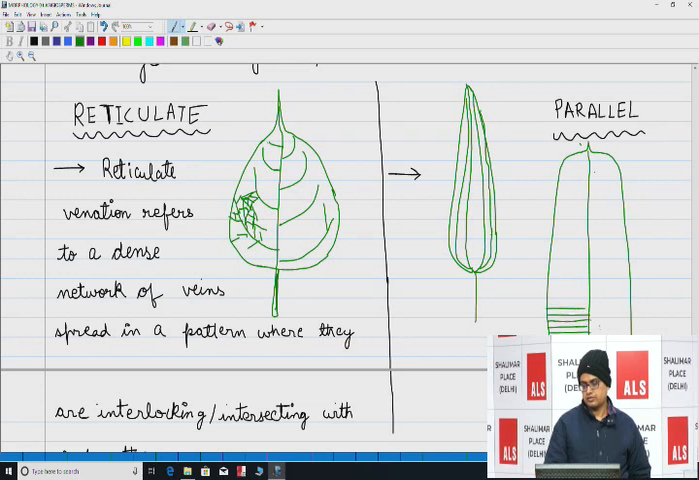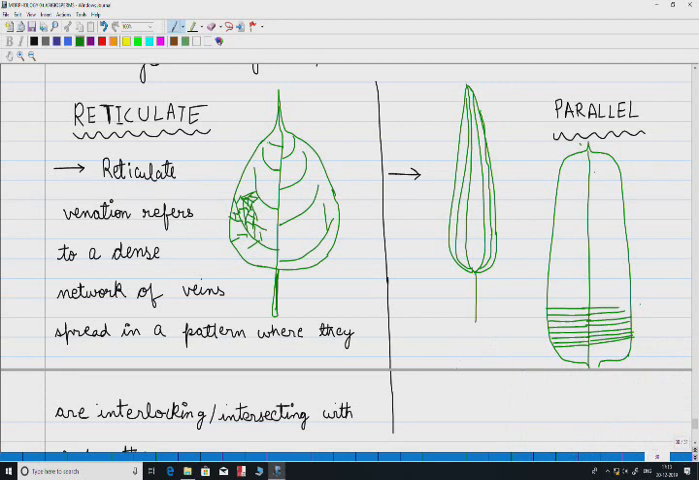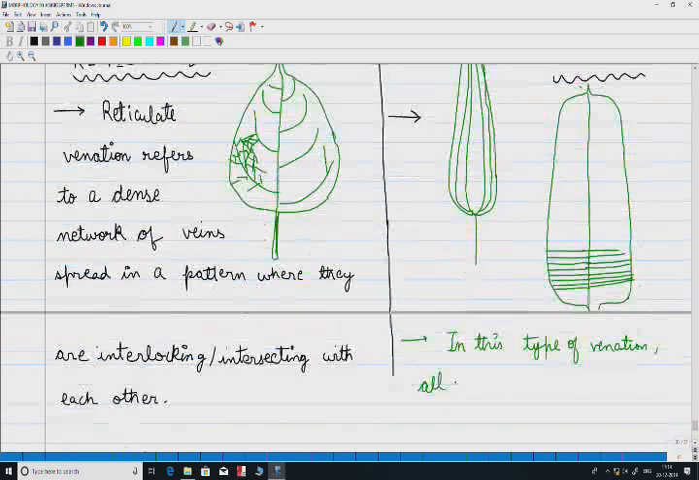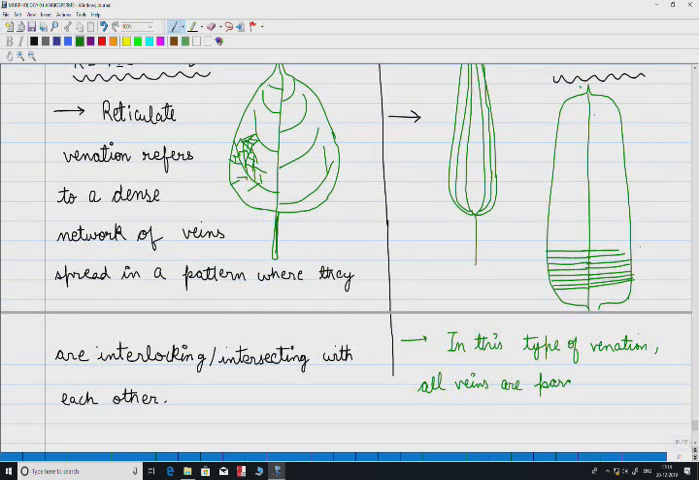Banana leaf, for example, like this. All the veins that you see here are running parallel to each other like this. So please write about it. In this type of venation, all veins are parallel to each other.